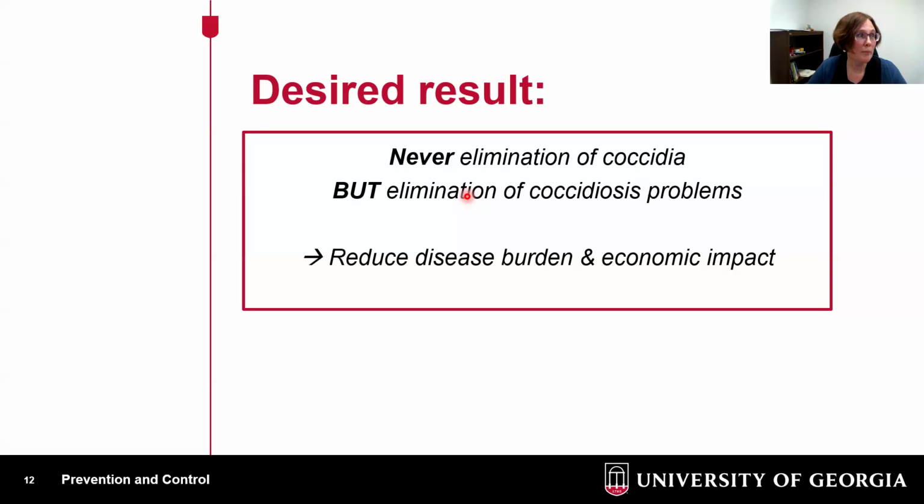So going back to prevention and control. The result that we're looking at is never the full elimination of coccidia. That is not possible, just based on the fact that they are very hardy and are able to survive under very unfavorable conditions. So complete elimination has not been described anywhere, even if you combine hygienic measures and rotation measures and whatever you can think of. So we're looking at reduction of the issues with coccidiosis and reduction of disease burden and economic impact.